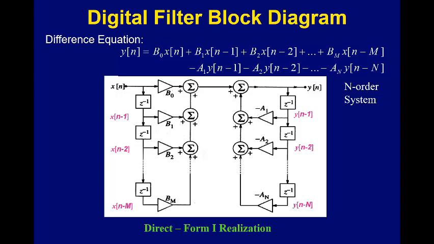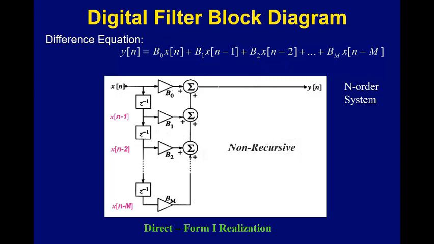In discrete time systems, the highest delay in y gives me the filter order. So if I have a y of n minus 2 term in my difference equation, it's a second order system. So it's the highest delay term on the y side that gives me the order.